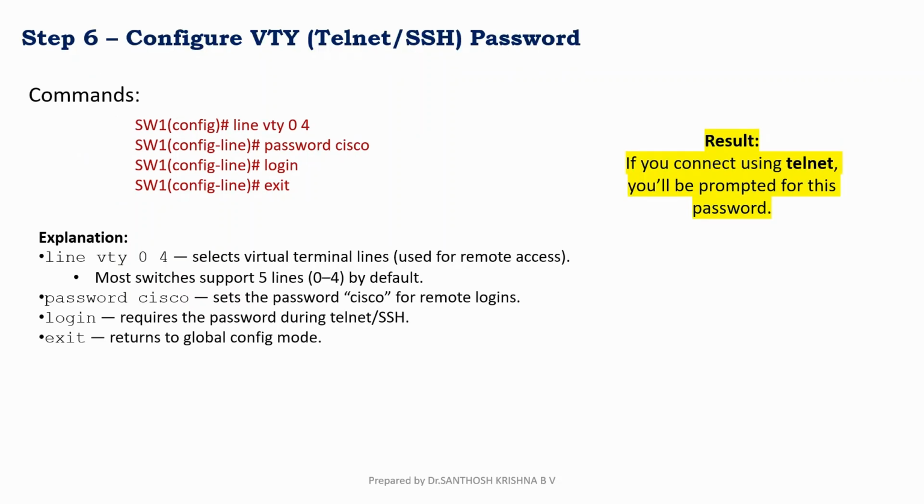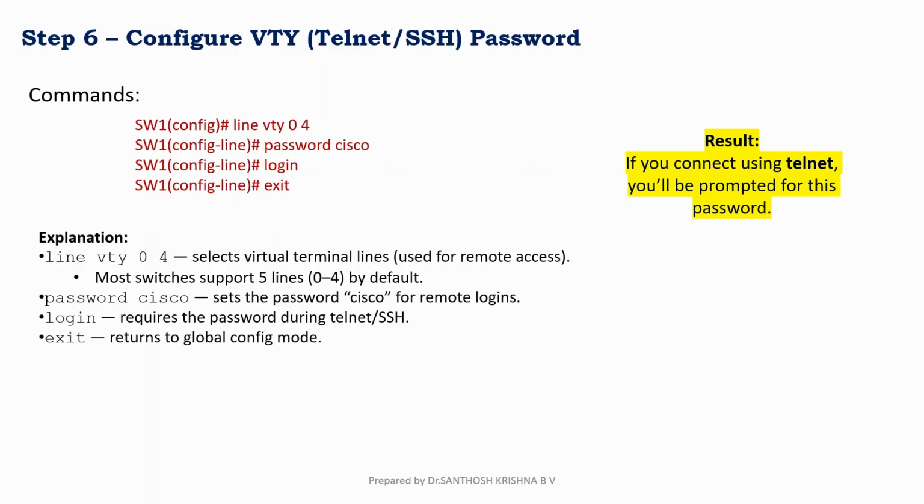Next we have the VTY, virtual terminal. It is used for remote access, particularly Telnet or SSH. Here we use line vty 0 4, which means select the virtual terminal lines used for remote access. For example, now I'm in Bangalore. If I need to access my switch from Mysore or somewhere else, I can do that with the help of this remote access password. Most switches support up to 5 lines, so I've given 0 to 4, which means 0, 1, 2, 3, 4.